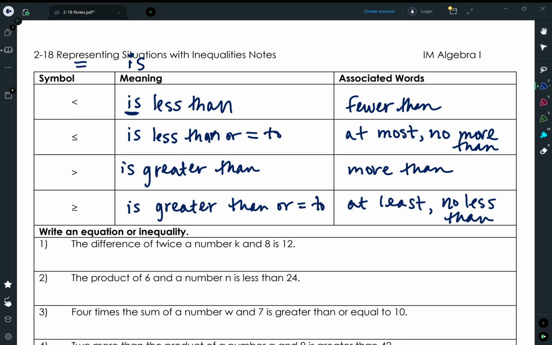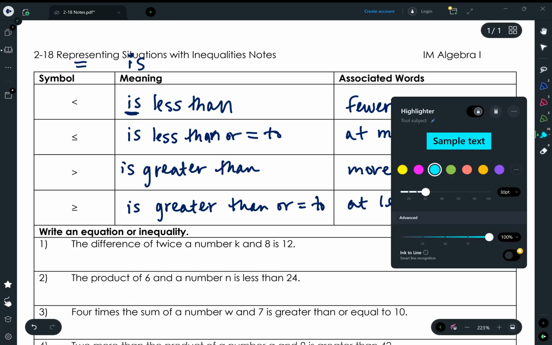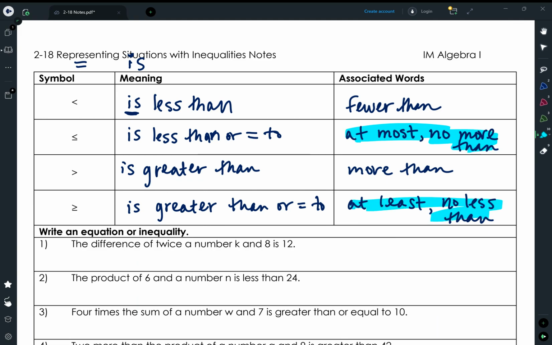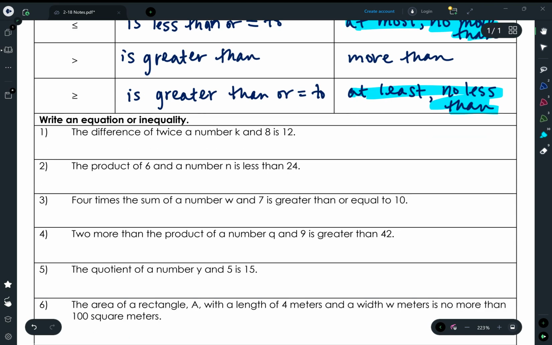So I think it's kind of tricky sometimes, the associated words, especially the ones for is greater than or equal to or less than or equal to, because those are often confusing for students. So it's really nice to have these in a place where you can check. So scrolling down through here, we're going to go through and do a little bit of translating.